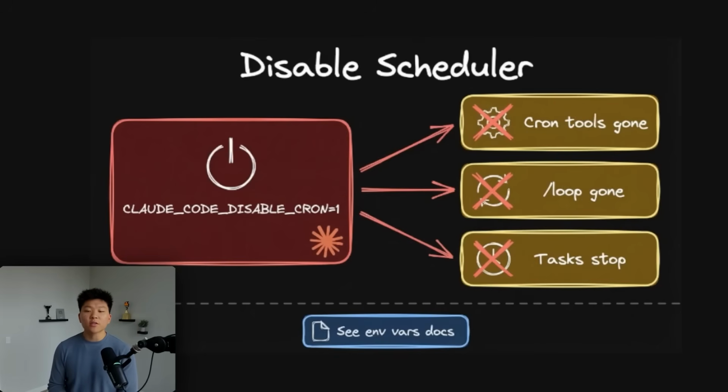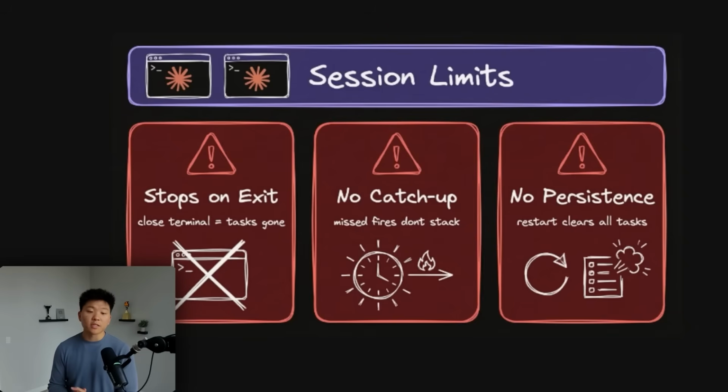Now, the other thing you can do is completely disable scheduling, so maybe in your natural prompting it's accidentally creating all these crons, you could go into your environment variables and just disable that. And it would probably be able to help you figure that out. The other things here are that if you close the terminal, your tasks are gone. It doesn't have catch up. So with the scheduled tasks, if you opened up your desktop app and you missed a bunch, it would catch up automatically. This doesn't do that.